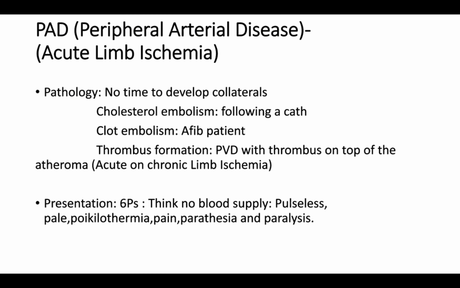acute limb ischemia. Presentation: usually the patient will present with the 6 P's, and think "no blood" to remember them. Don't memorize, understand. If there's no blood, of course there's no pulse. So pulseless, pale because the blood color is red, perishingly cold, which means coldness, since blood distributes the temperature around the body, pain because lactic acid will accumulate due to anaerobic glycolysis because there's no oxygen coming, because there's no blood coming, paresthesia and paralysis. These are the 6 P's.